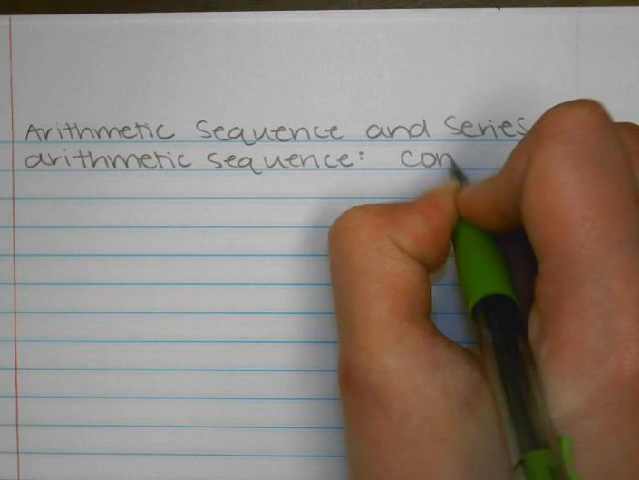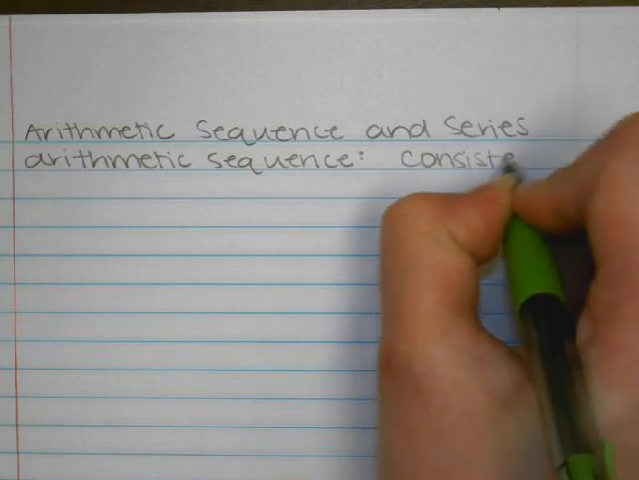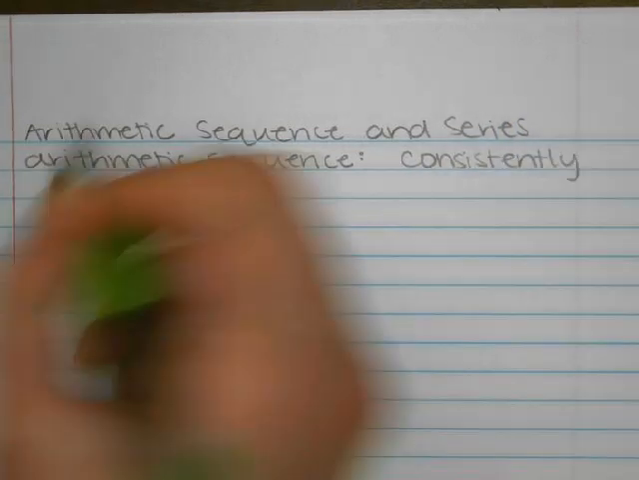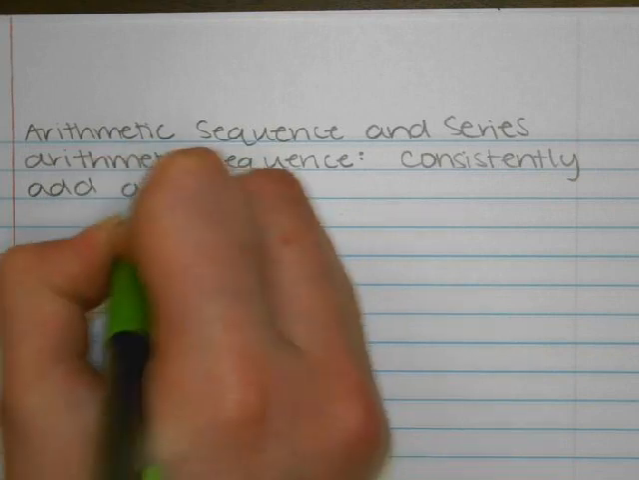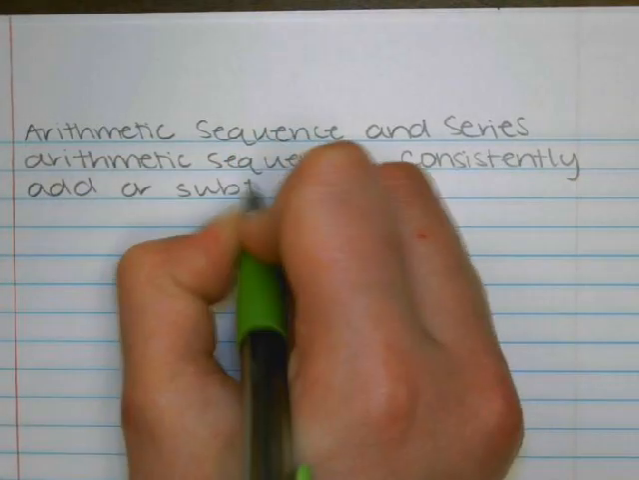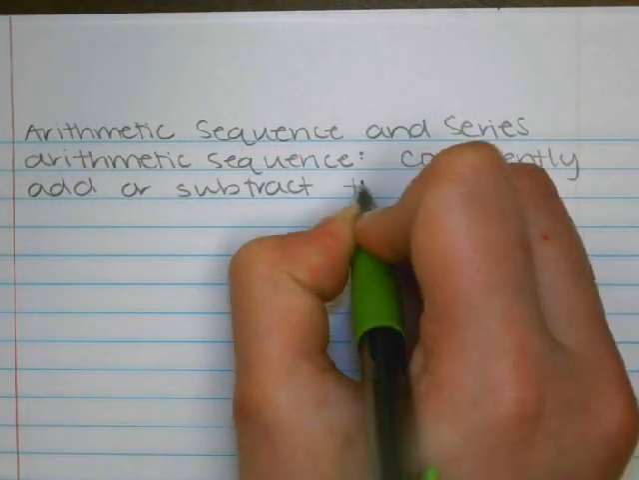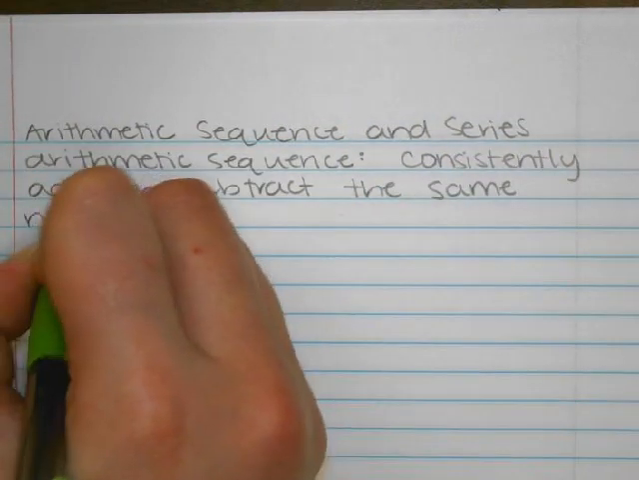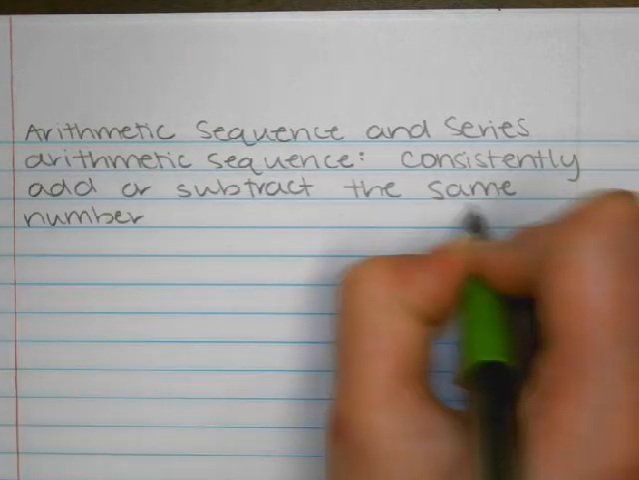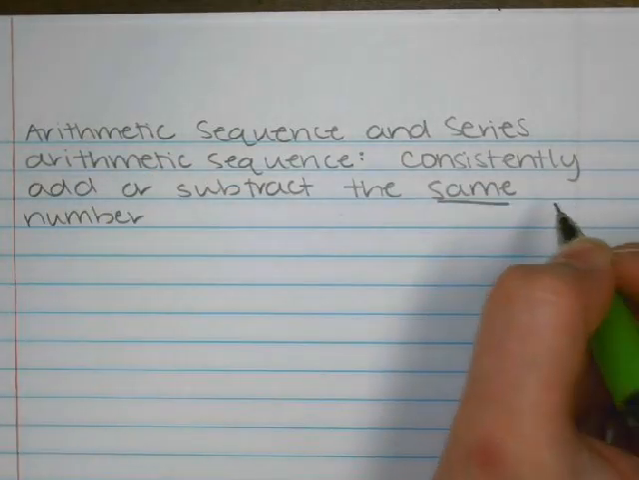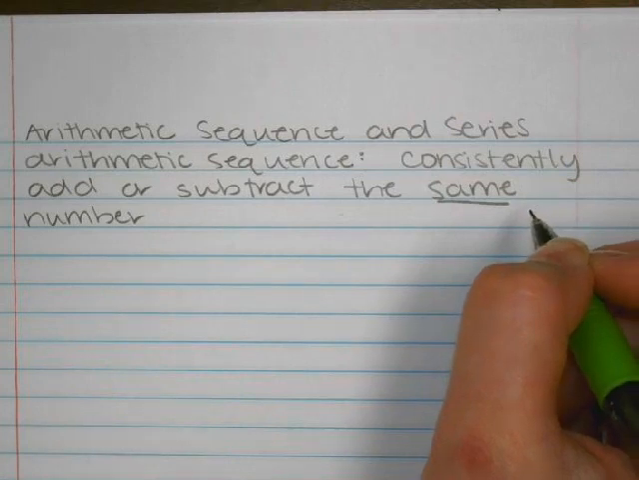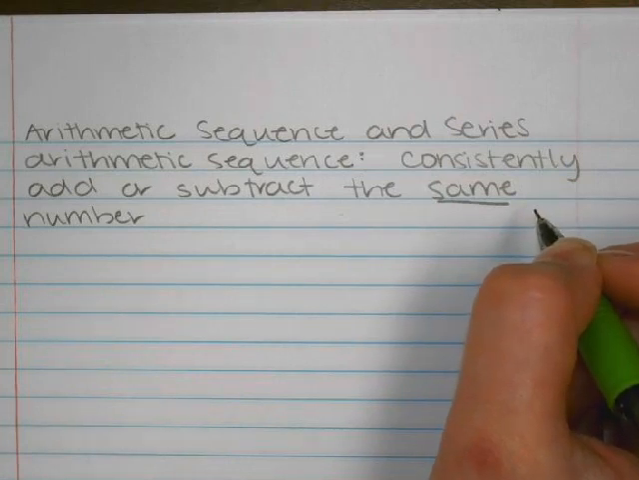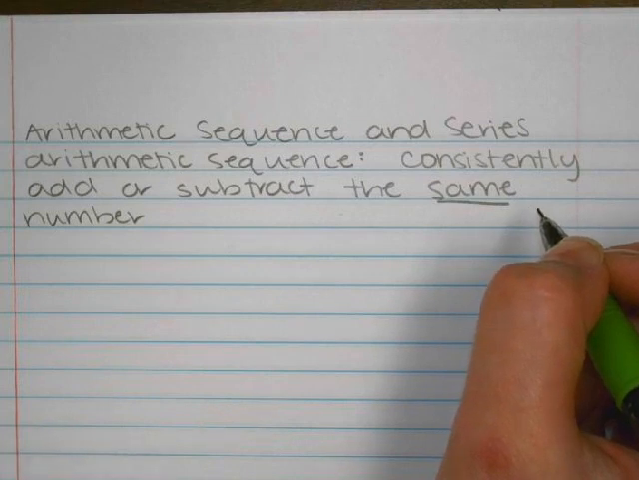So consistently add or subtract the same number. So if the pattern is that it goes up by 3 and then by 5 and then by 7, while the pattern is addition, it is not considered to be an arithmetic sequence because it adds different numbers each time.